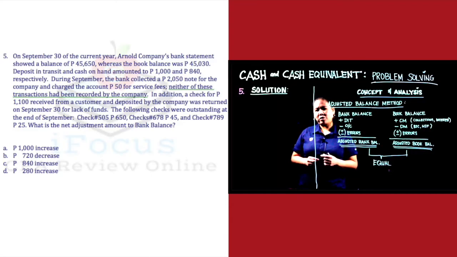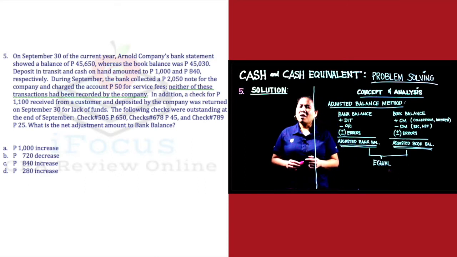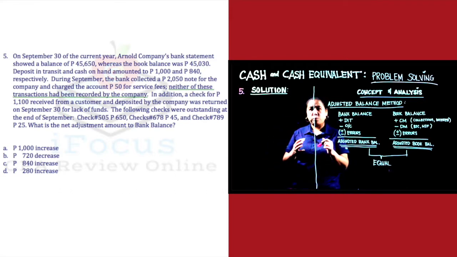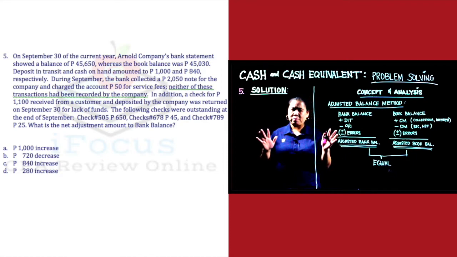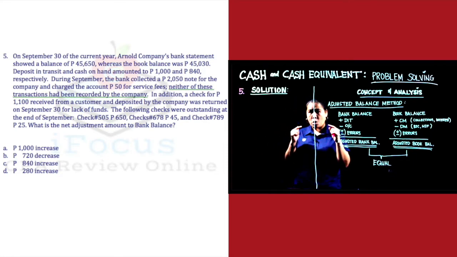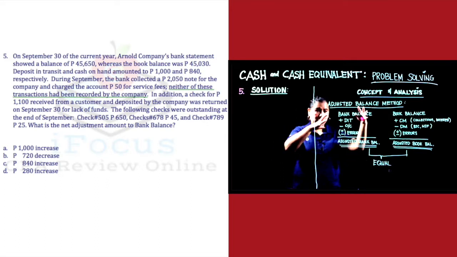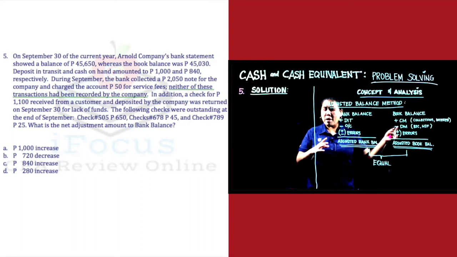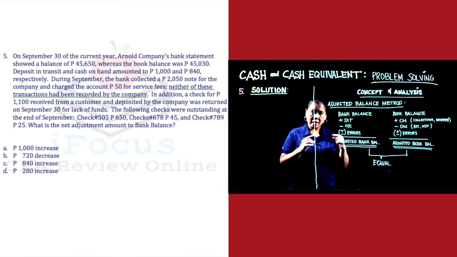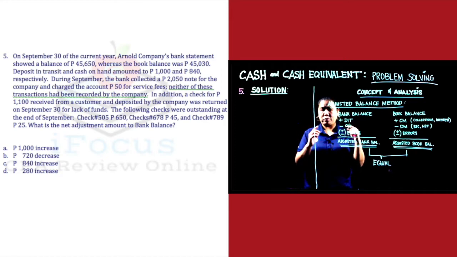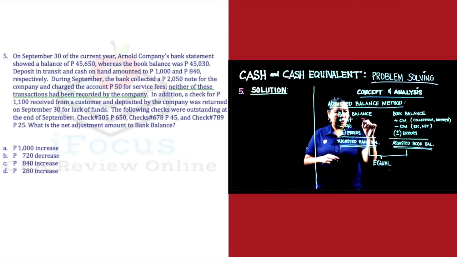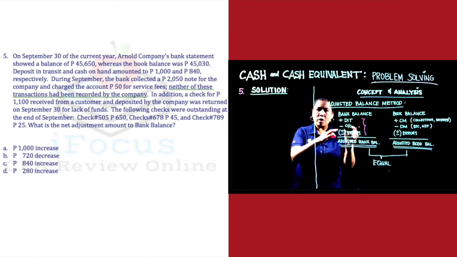Another bank reconciliation problem. So in this problem number 5, the requirement is what is the net adjustment amount to bank balance. So ano bang tinatanong ng problem? Yung net adjustment amount sa bank balance. So ito na naman ang gagamitin natin, yung bank balance dito sa adjusted balance method. So ang tinatanong ng problem ay kung magkano lang yung net adjustment natin dito sa bank balance. So, ito lang ang kukunin natin. Alright? Yan lang po ang tanong ng problem.